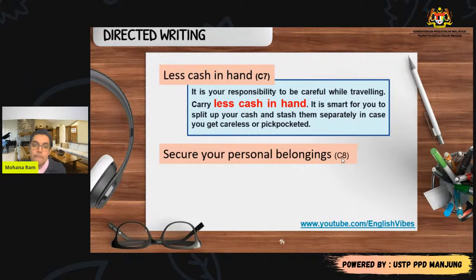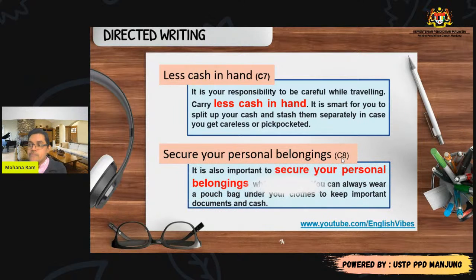Okay, the next one, share your personal belongings. Sorry, not share, secure your personal belongings. It is also important to secure your personal belongings while traveling. You can always wear a pouch bag under your clothes to keep important documents and cash. Here I have used one sentence and one elaboration. That is just nice. But you don't say, it is also important to secure your personal belongings while traveling. Bring a bag. Full stop. Bring a bag that you can wear. Full stop. You are not giving enough details.